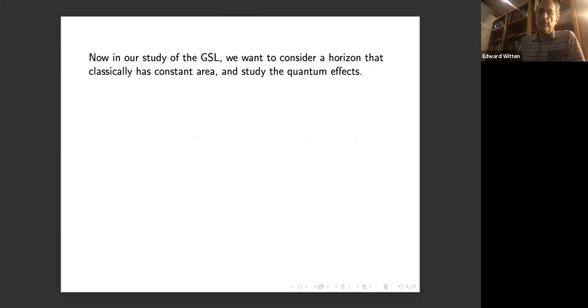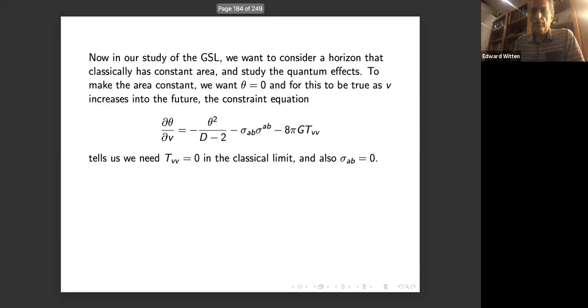Now, in our study of the generalized second law, we want to consider a horizon that classically has constant area and study the quantum effects. Well, how do we make the area constant? First, theta had better be 0, because if we prove theta can't be negative, and if it's positive, the area is increasing. So we assume theta is identically 0. But for this to be true, even as v increases into the future, the constraint equation tells us we need tvv to be 0 in the classical limit, and also sigma ab has to be 0.